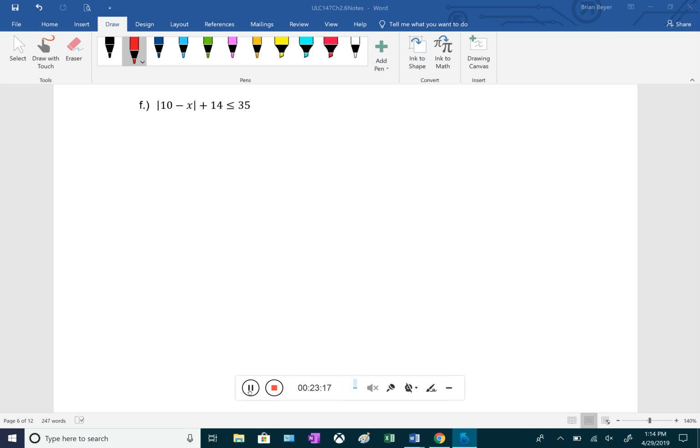So we'll do one more here, and then I'll just make a note of something. We have the absolute value of 10 minus x, plus 14, less than or equal to 35. Isolating that absolute value, we have to subtract 14 on both sides. And we get the absolute value of 10 minus x is less than or equal to 35 minus 14, 21.